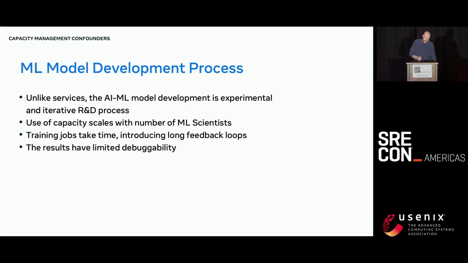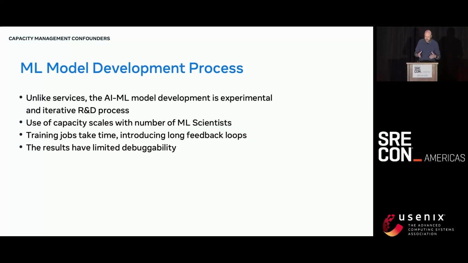Another confounder here is the model development process itself. It's not like services, right? A lot of us are very used to request-response services. ML development is much more experimental and iterative with a really long feedback loop. And because the feedback loop is so long, you want to get your reliability concerns, your thinking through how this capacity is used, as early in the process as possible, right?